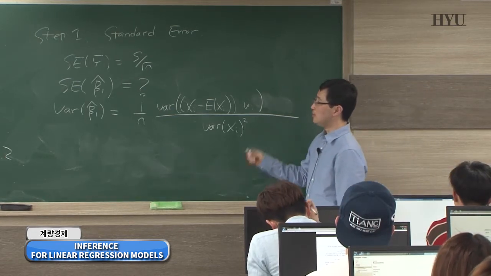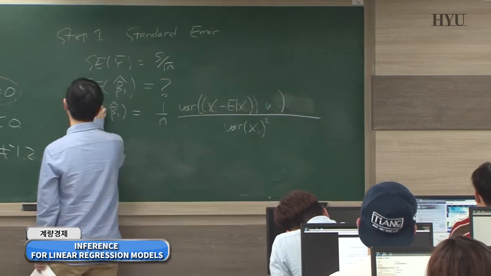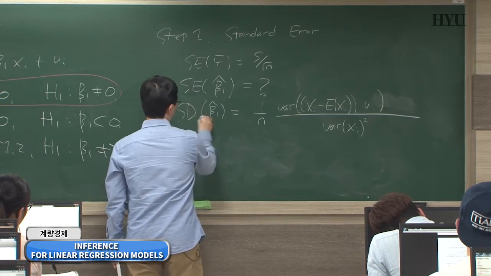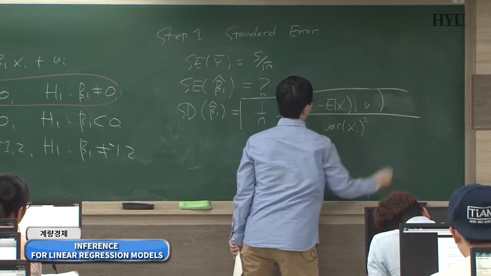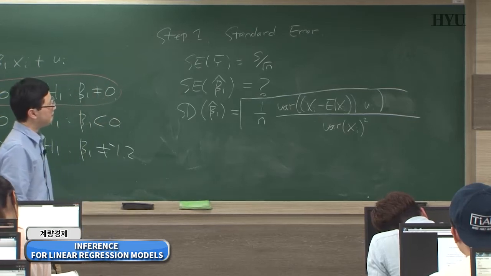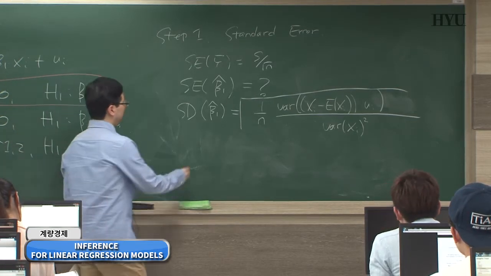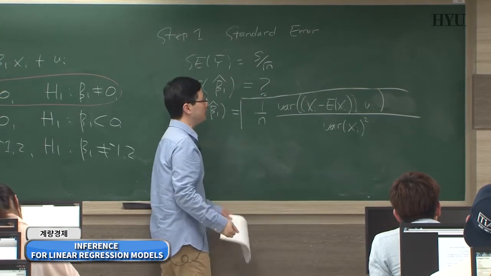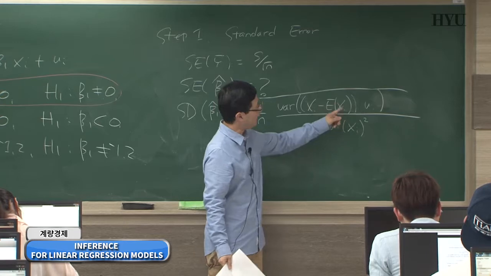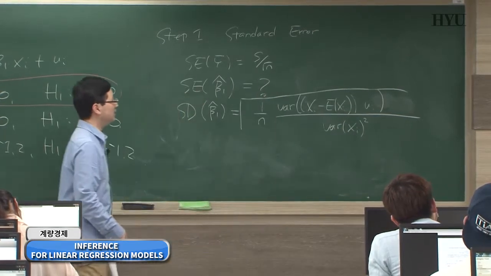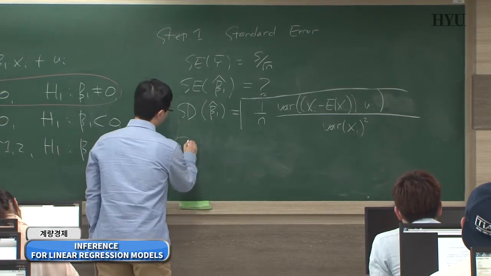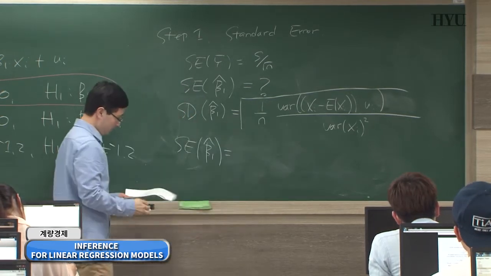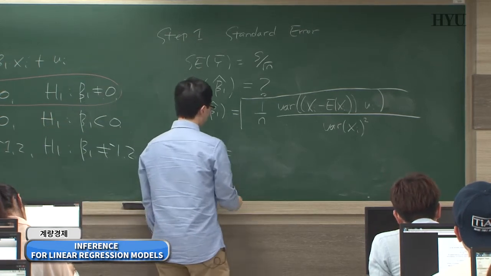So that's the variance of beta 1 hat. Standard deviation is the square root of it, right? Now, standard deviation depends on the variance of xi in the population and variance of xi times ui in the population. They are unknown. So the standard error is an estimate of these things. And this is how.